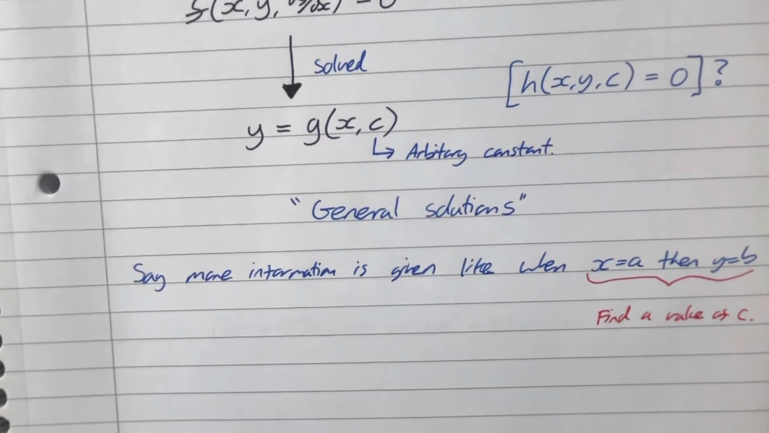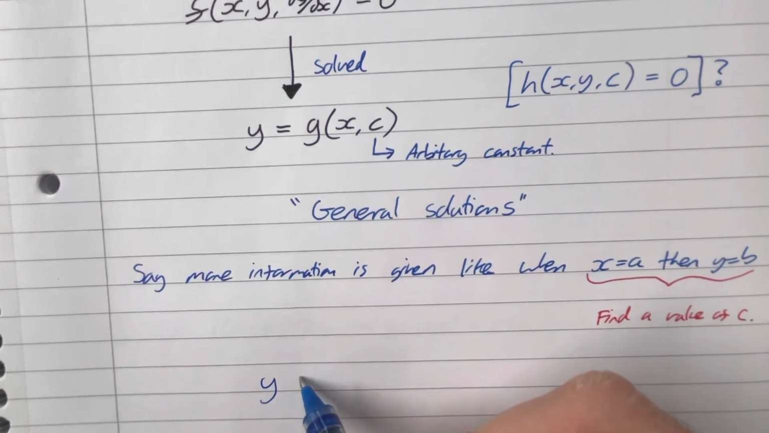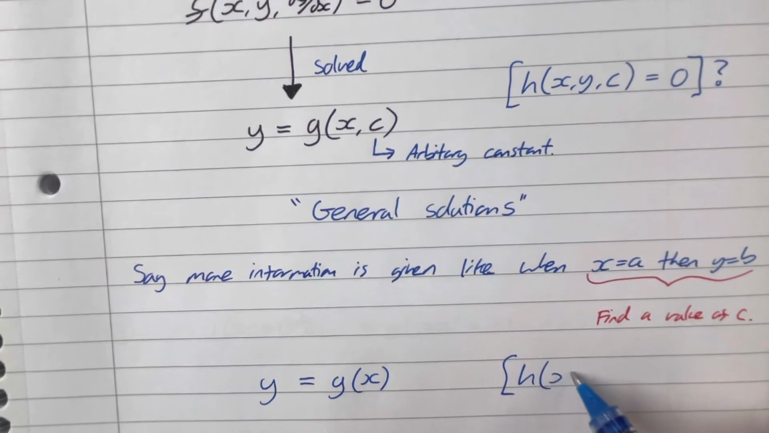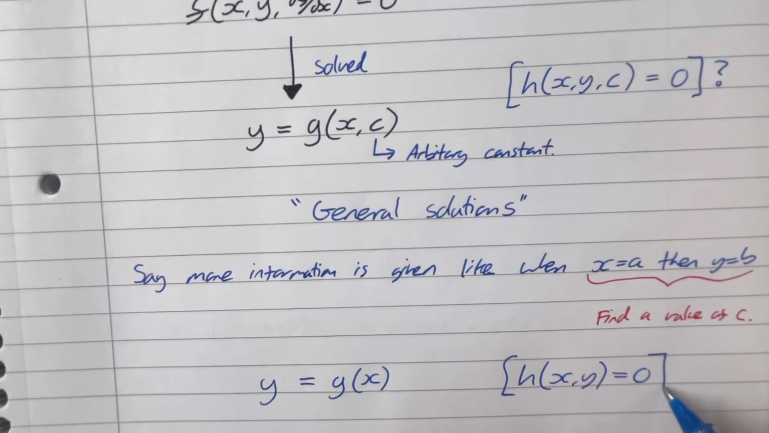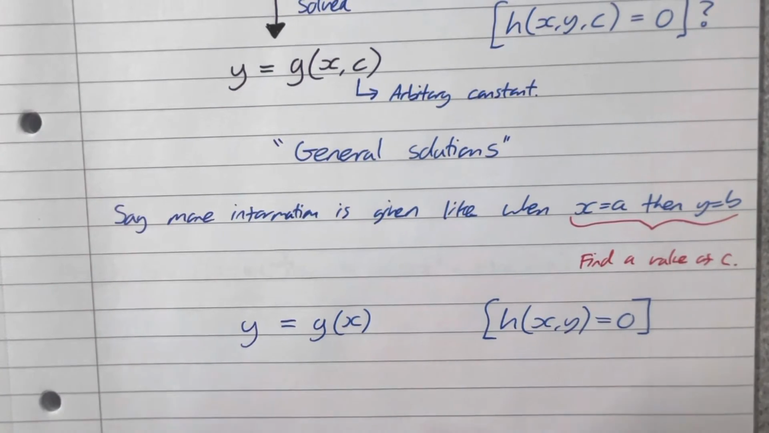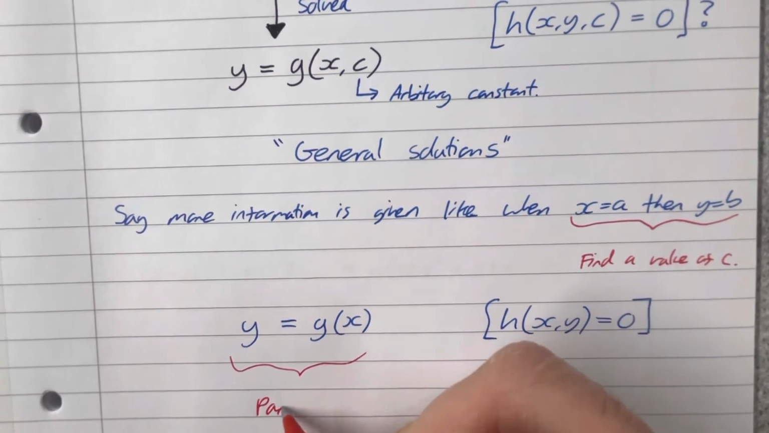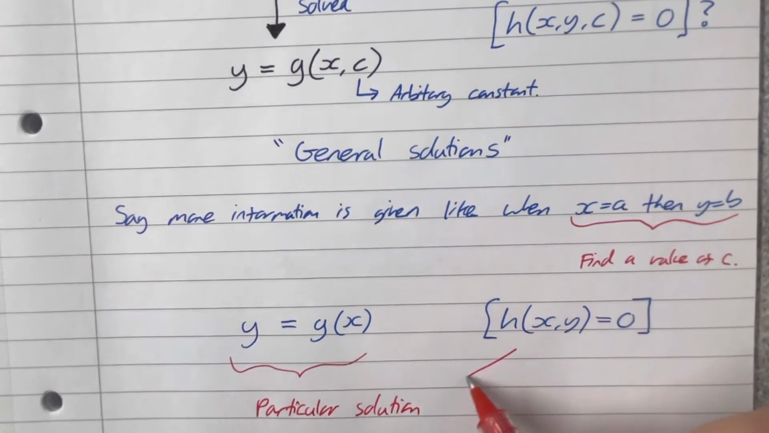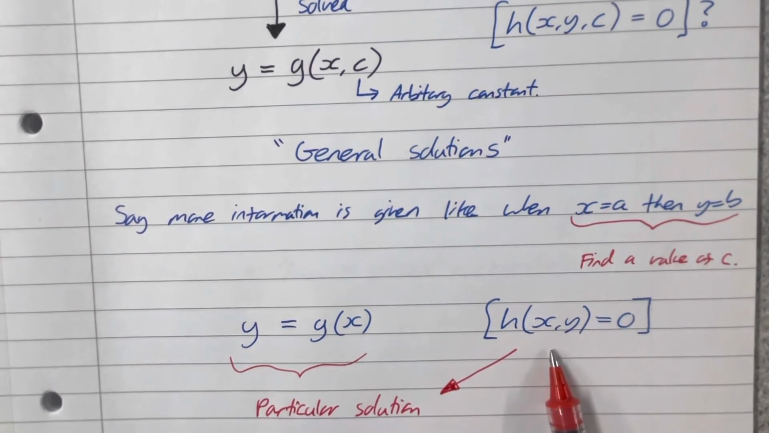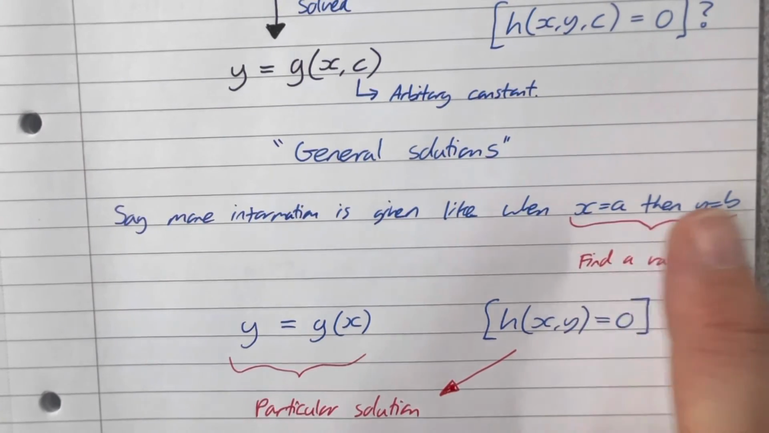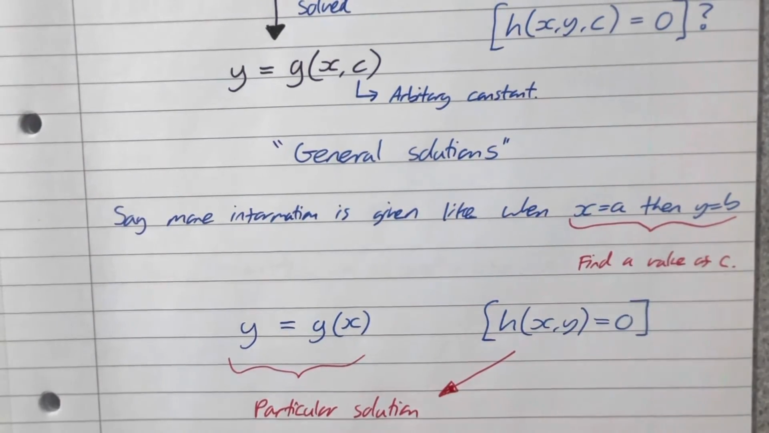And once you've found a value of c, then you end up with y as a function of x, or you end up with h of x, y equals 0 if you can't make y the subject. And there's no arbitrary constant anymore because you found a numerical value for it. And this is what we refer to as a particular solution to the differential equation. Or again, if you can't make y the subject, that is also a particular solution. It's a particular solution because it is one of infinitely many solutions to the original differential equation, but it is the only one that satisfies the particular condition that is given.